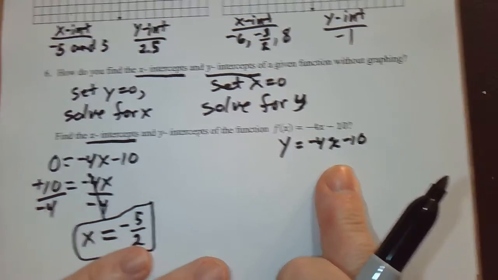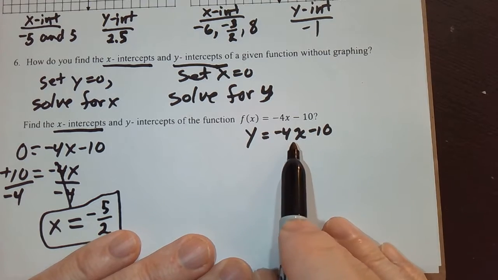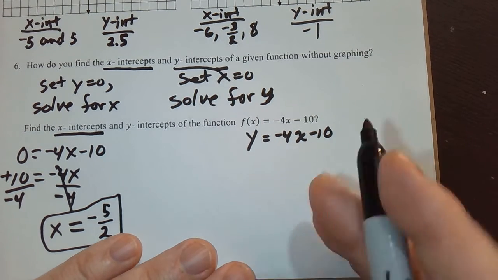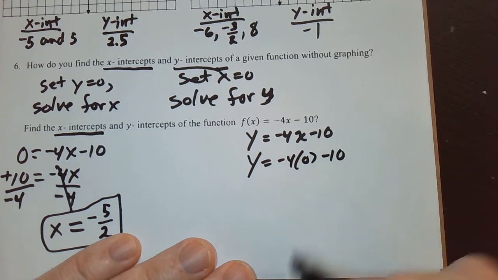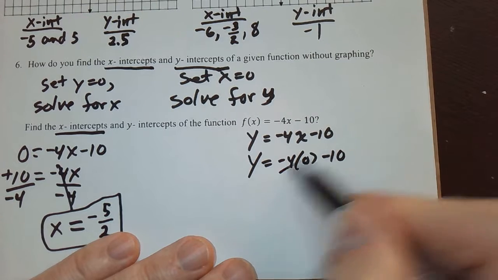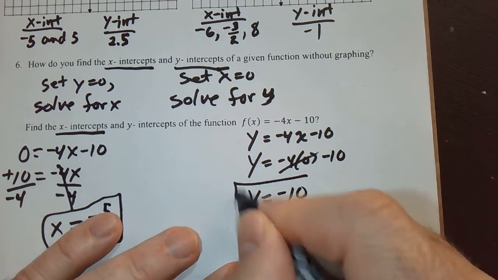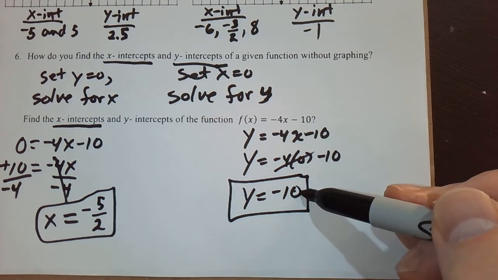The y-intercept of the equation, that'll probably even be easier. To get the y-intercept, you set x equal to 0 and solve for y. So y equals negative 4 times 0 minus 10. Well, that term is just 0. So y equals negative 10, and the y-intercept for this equation is negative 10.